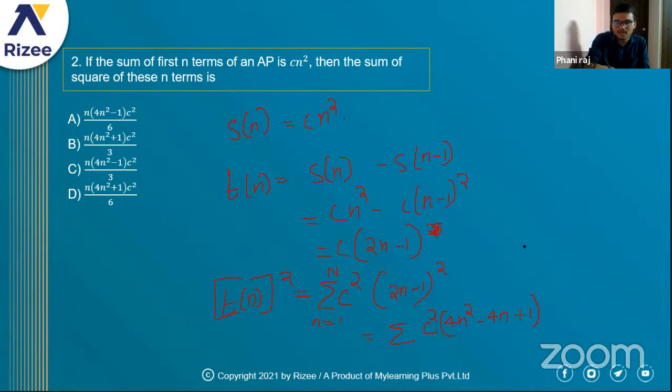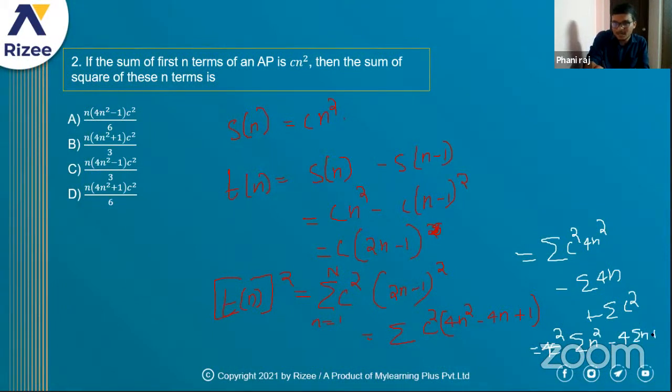Okay, sorry. Now you see, you can write the same thing as summation of c square 4n square minus summation of 4n plus summation of c square. This is all easy, no? I mean, you can directly write this as 4c square into summation n square minus 4 times summation n plus c square n. Why c square n? This is being added n times, right? So c square n. Now you are all aware of the formula of sum of squares of the first n natural numbers. You just have to plug in that. So once you do that, you get option C as the answer.